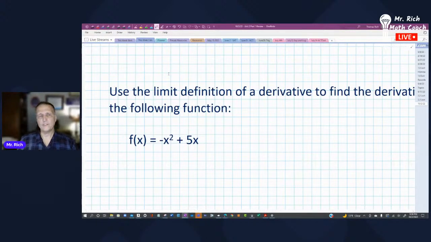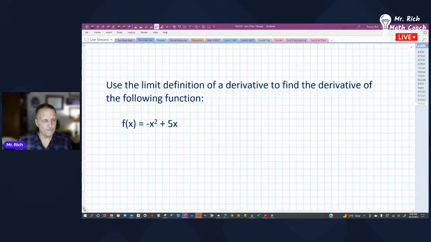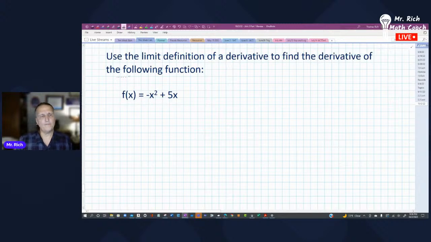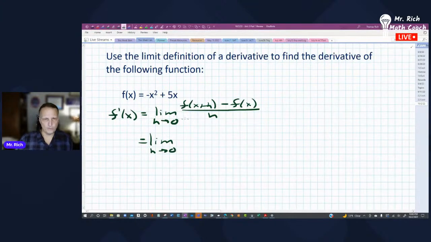All right, next question. Use the limit definition of a derivative to find the derivative of the following function. So the limit definition that I'm going to use here is this. F prime of x is equal to, I'm writing this down probably the 4th time now, the limit as h goes to 0 of f of x plus h minus f of x all over h. Now, it kind of goes without saying that if I tried solving this with direct substitution at this point, I do get 0 over 0, so I have quite a bit of work to do.